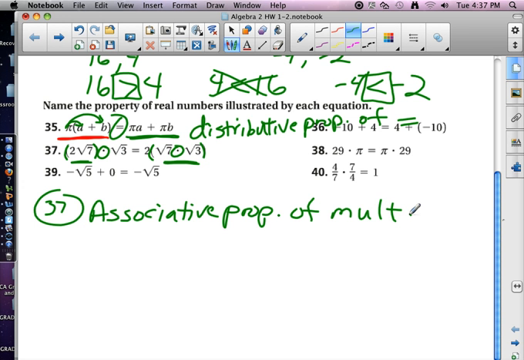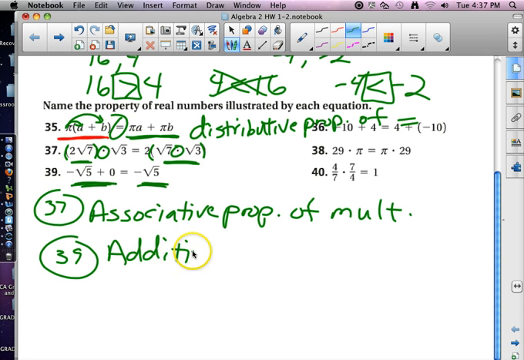Then I'll jump down to 39, and number 39 is showing how when you take something and you add 0 to it, you just get the number back. And what's happened is you have not changed the number's identity. You didn't change what the number was. It was the negative square root of 5. You added 0 to it, and you got negative square root of 5. And that is, 0 is called the additive identity.